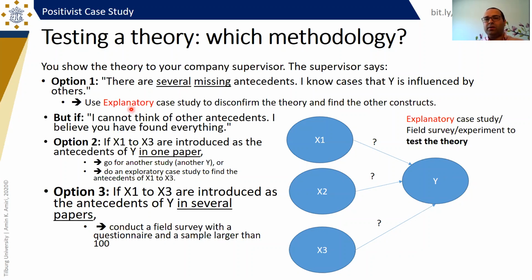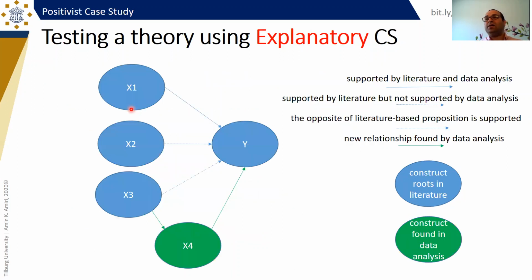But if you end up with that you believe that you need to do an explanatory case study, then the result would be something like this. This was your theory, the blue parts and the constructs. You will find support for this. This was supported by the literature, but not by the data analysis. And this one, even the opposite of the literature was found.